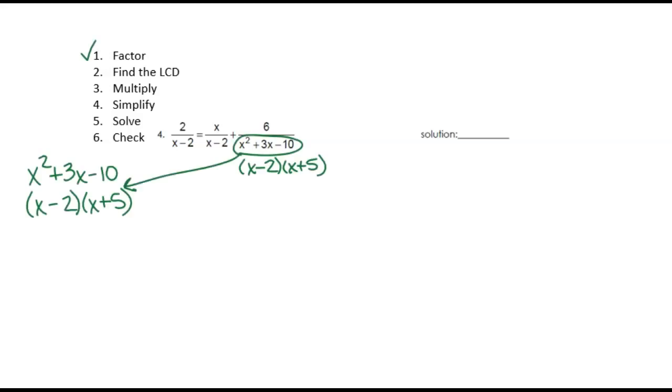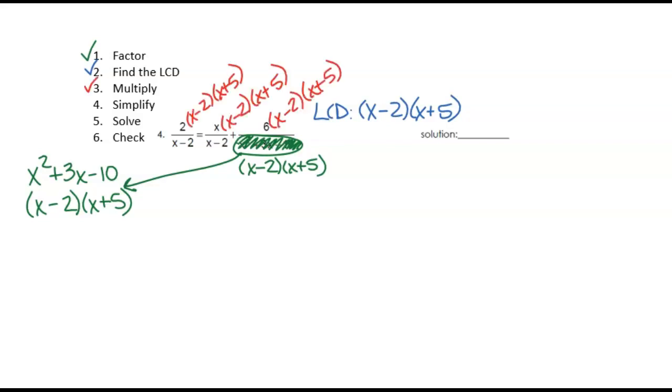The factor step is in green. Next step in a different color will be to find the least common denominator. So pause the video and find the least common denominator. Check your least common denominator with mine. Mine has all the parts from each denominator. Next step is to multiply. So pause the video and multiply each term by the least common denominator. So yours should look like mine.